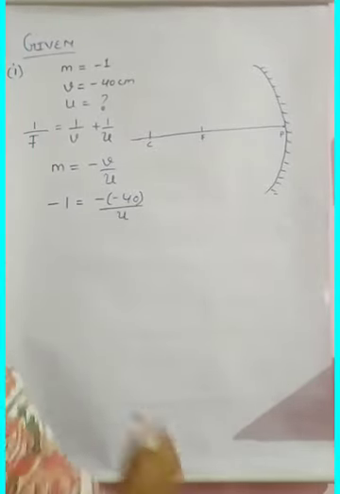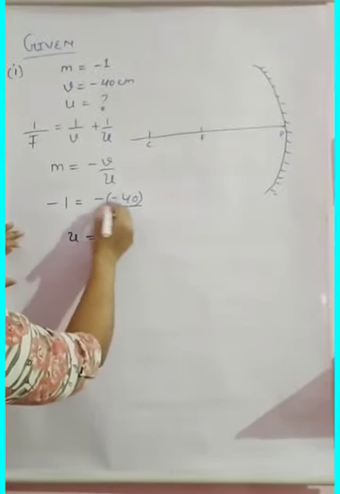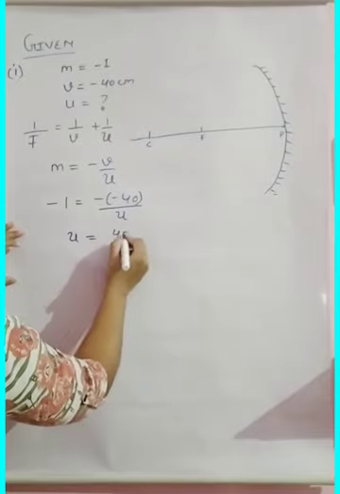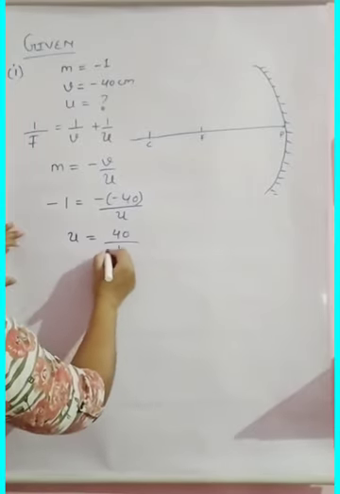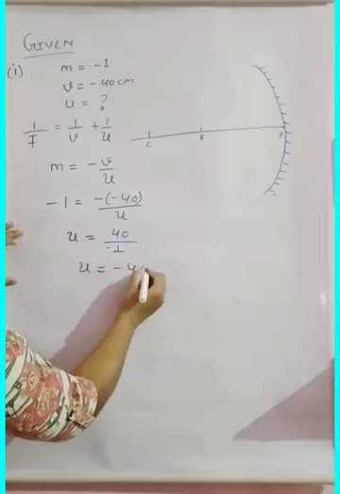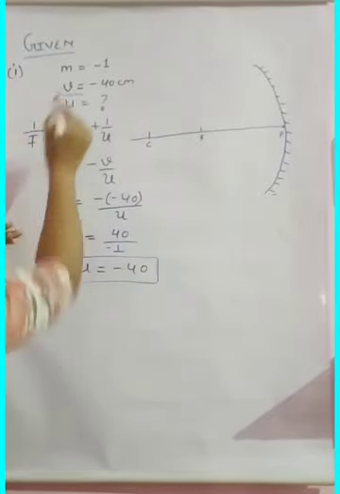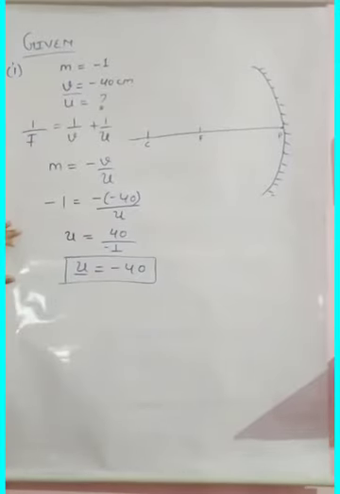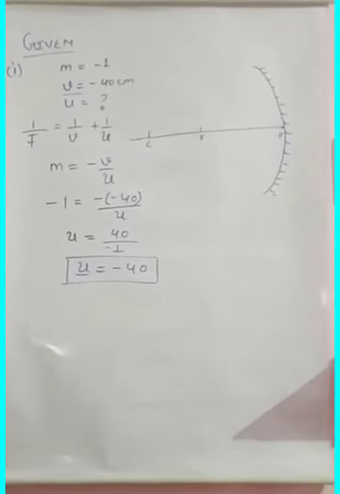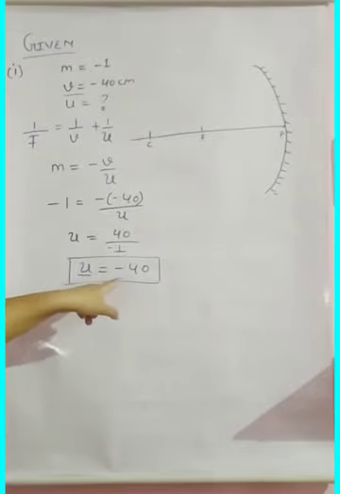Now when we transpose this side, what am I going to get? This minus will turn to plus 40 upon 1. This will be -1, so my u will be minus 40. If you see, your image distance is 40 and object distance is 40. This is the case when my image is formed at C. You remember, when the object is kept at C, the image will also be formed at C. So my image is formed at C.